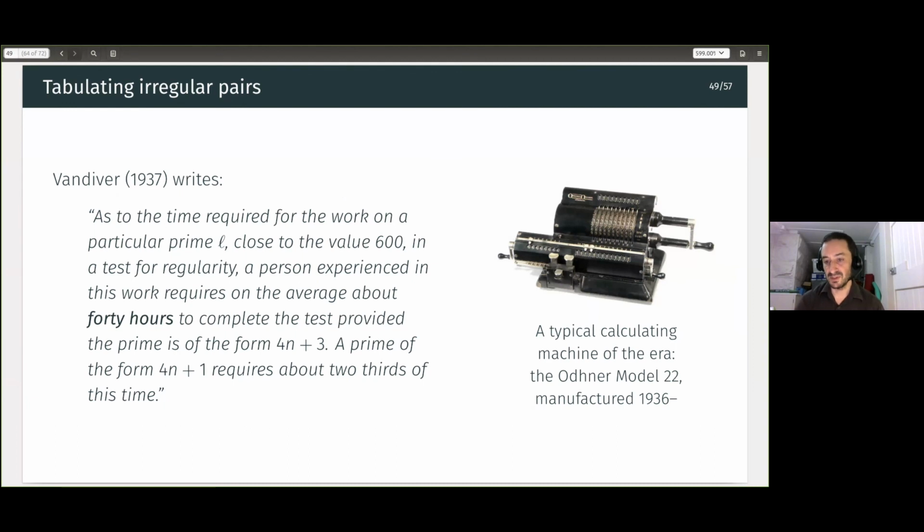So here is a picture of the kind of machine they were working with. I don't know exactly what they were using, but this is the kind of machine that was used in that era. So I guess you turn the handle to do your computation.